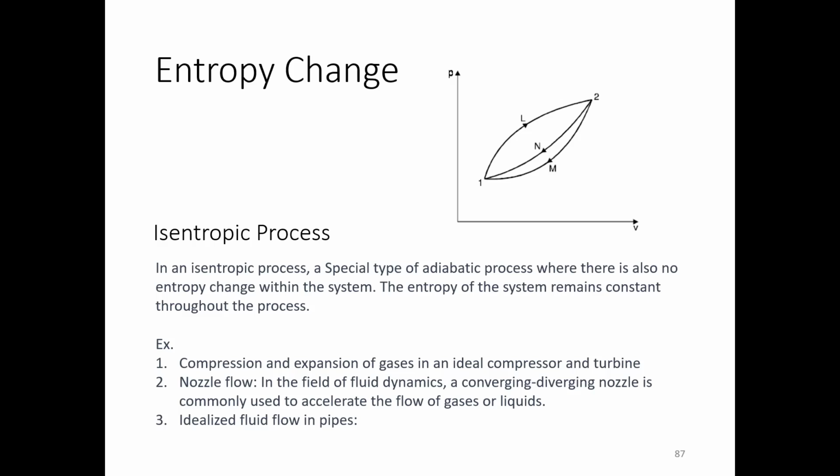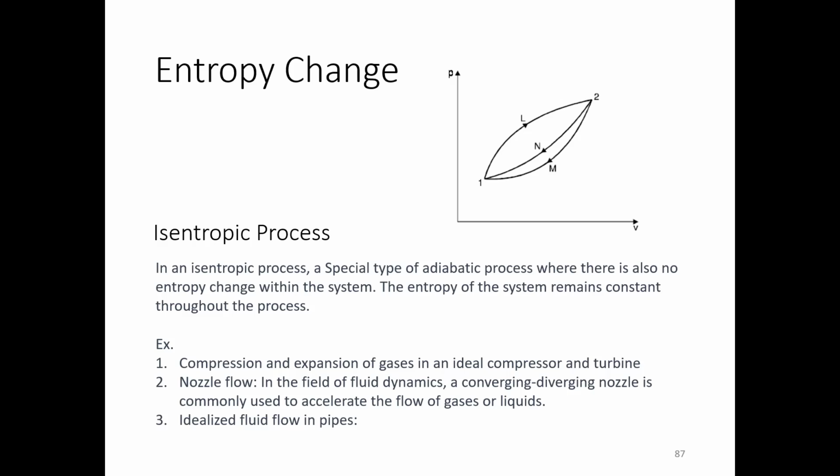If there is no heat transfer, we call that an adiabatic process, right? Only work is involved, no heat transfer, then we call it an adiabatic process. An isentropic process is a special type of adiabatic process where there is no entropy change within the system, right? No heat transfer, we call adiabatic process. No entropy change, we normally call that an isentropic process, right? So if the entropy of the system remains constant throughout the process, we call it an isentropic process.